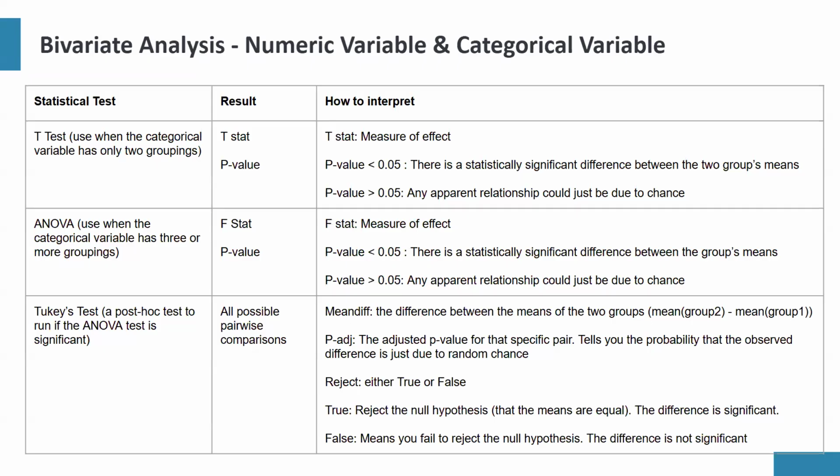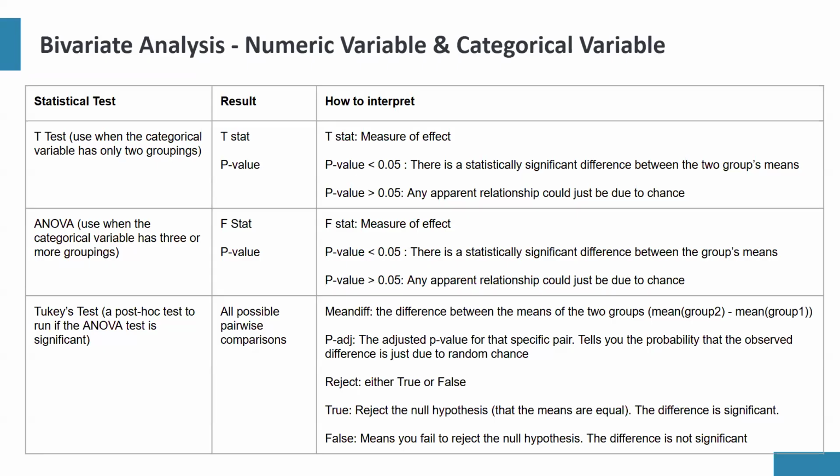An ANOVA is very similar to a t-test. While a t-test is when the categorical variable has two and only two groupings, the ANOVA is when there's three or more groupings. The ANOVA returns two values, the f-stat and the p-value. The f-stat is a measure of effect. I haven't talked about it much in class.